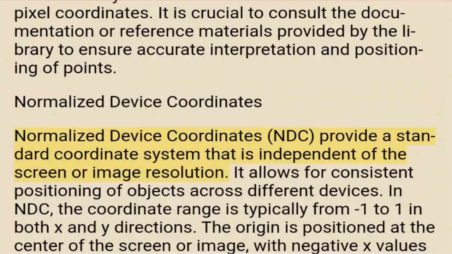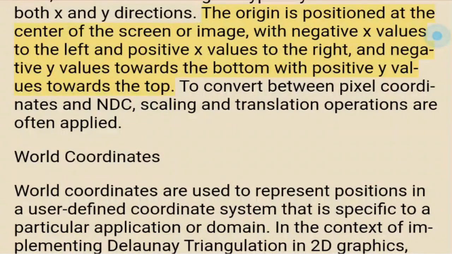Normalized device coordinates. Normalized device coordinates (NDC) provide a standard coordinate system that is independent of the screen or image resolution. It allows for consistent positioning of objects across different devices. In NDC, the coordinate range is typically from -1 to 1 in both x and y directions. The origin is positioned at the center of the screen or image, with negative x values to the left and positive x values to the right, and negative y values towards the bottom with positive y values towards the top. To convert between pixel coordinates and NDC, scaling and translation operations are often applied.